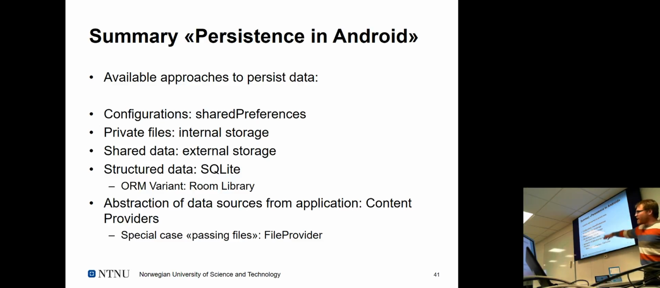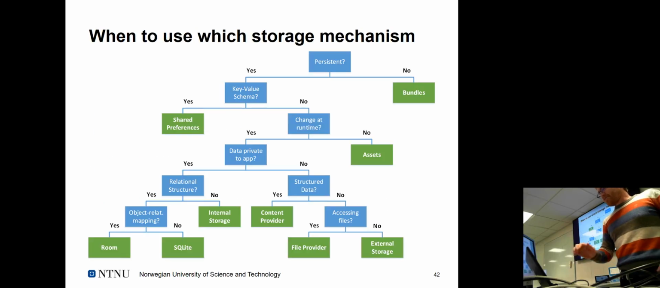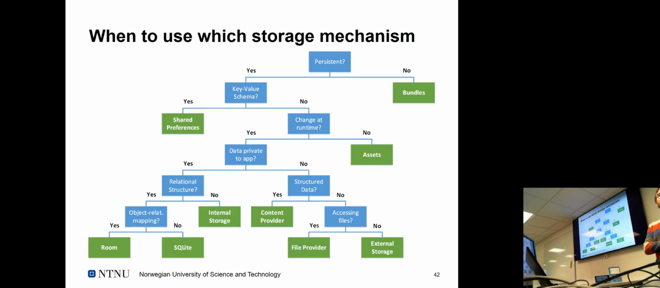I'm going from lowest to highest level of abstraction, basically. And yeah, so that's one pathway of doing it. I tried to put in a decision tree. I'm not sure if that's really a clever idea, but the idea is basically if you have non-persistent data, use bundles. Persistent data with a key value schema, you can go for shared preferences.